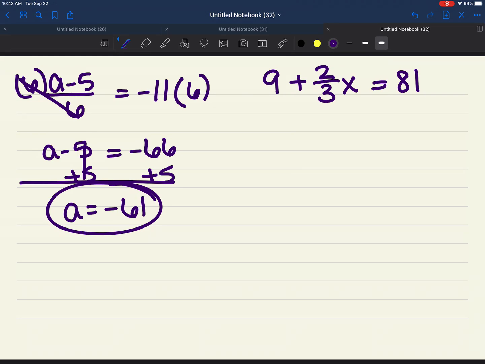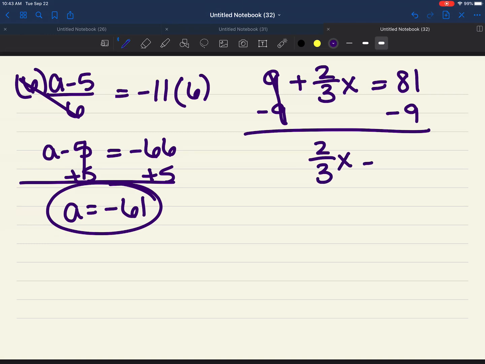Reciprocal. Wait, no, do minus 9 first. Okay, there we go. What's not with the variable, we want to move that first. 9 minus 9 cancels. Skippy, what's 81 minus 9? Okay. Now tell me what you said before. Reciprocal. Anytime the fraction is right next to the variable, what are you going to do with the reciprocal?